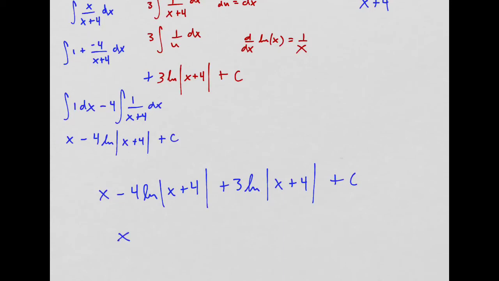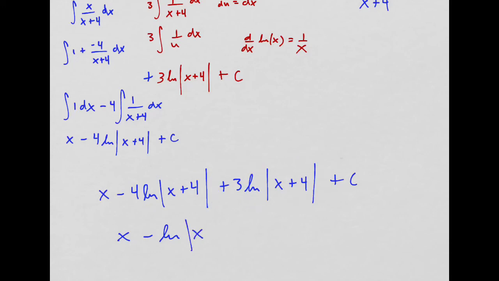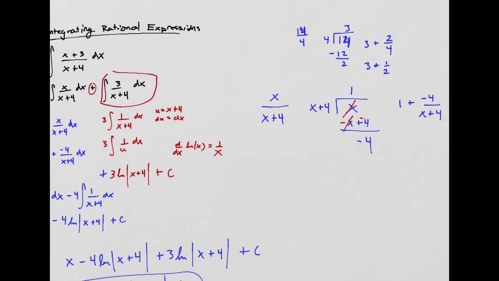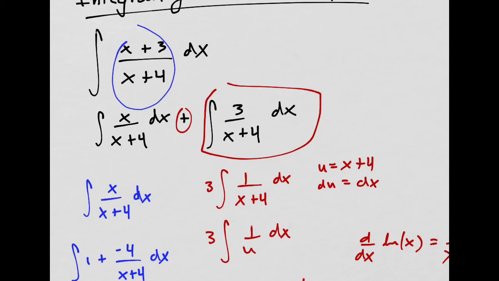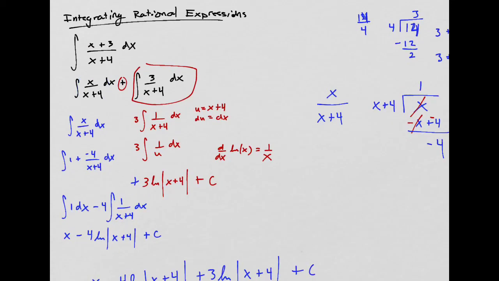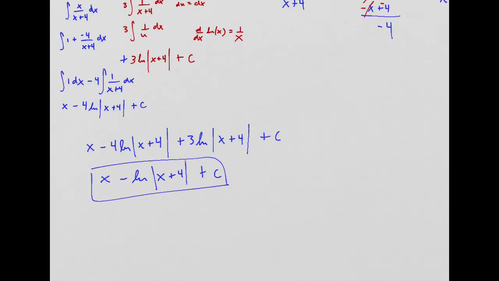So then I get x minus a single one of these, because I have negative 4 plus 3. So that's just negative 1 ln of x plus 4. I think I might have made that more complicated than it needed to be, but there you have it. You probably could have just divided straight away. But I wanted to split it up so that you could see that. So, there you go. That's the answer.